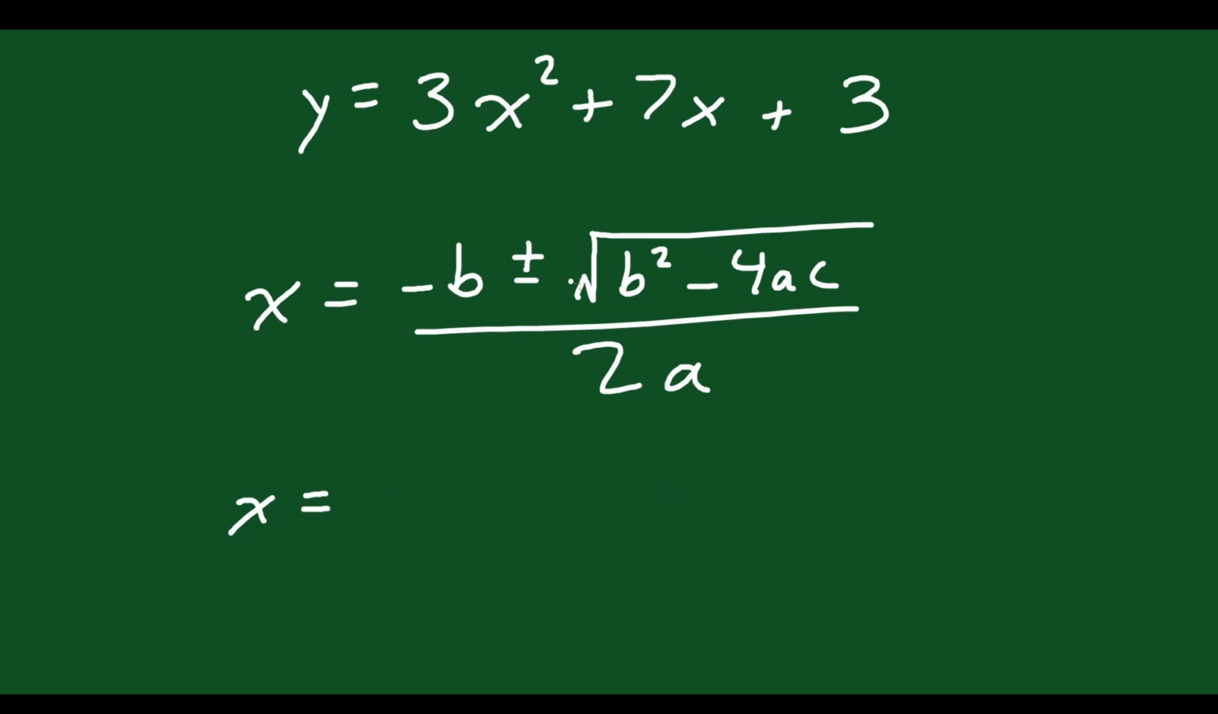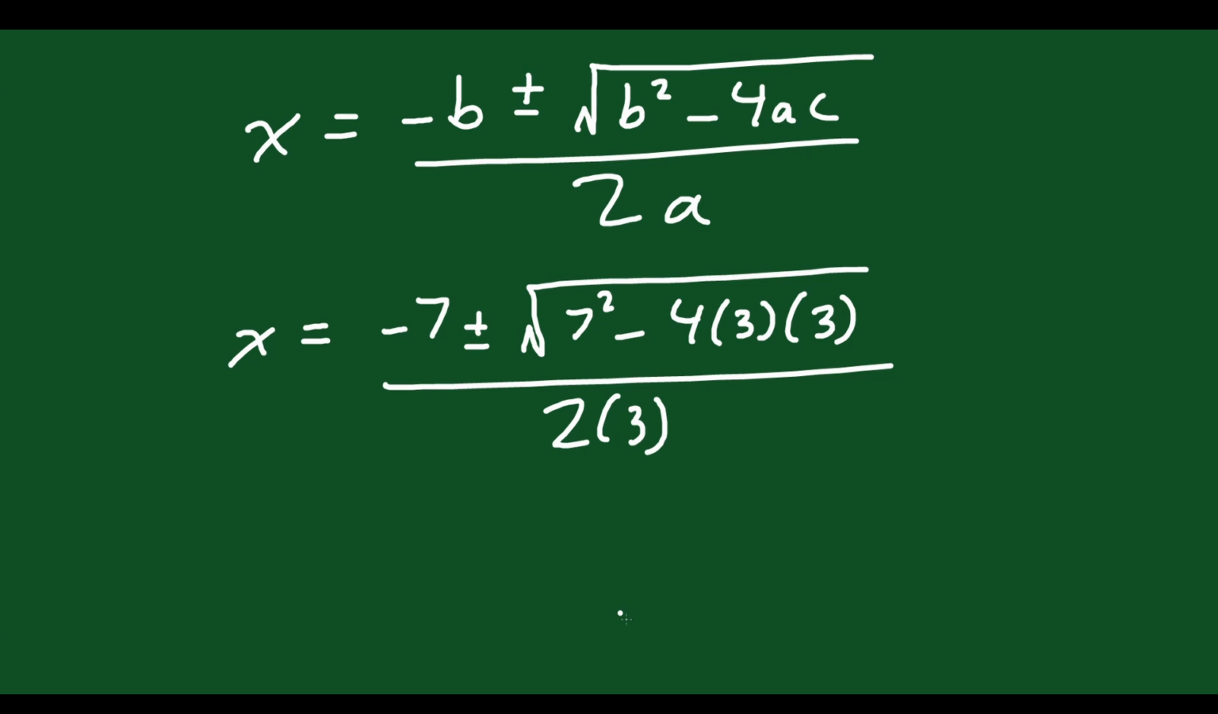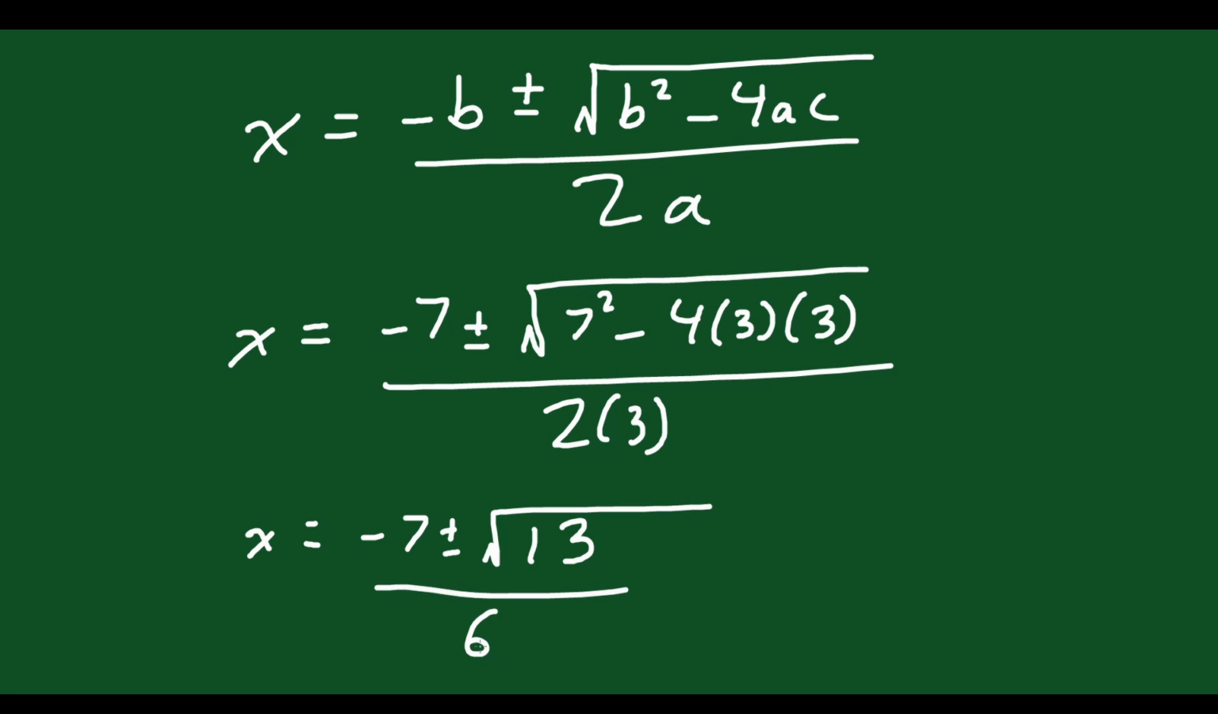So x is equal to, first we have to say what a, b, and c are, right? Well, a is your first coefficient, b is the second coefficient, and c is that last number, the constant. So negative b, that means I put negative 7, plus or minus square root of b squared, so 7 squared, minus 4 times a, which is 3, times c, which is also 3, divided by 2a, so 2 times 3. We calculate this. We get x is equal to negative 7 plus or minus the square root of 7 squared is 49, minus 4 times 3 times 3 is 36, so 49 minus 36 is 13 all over 6.